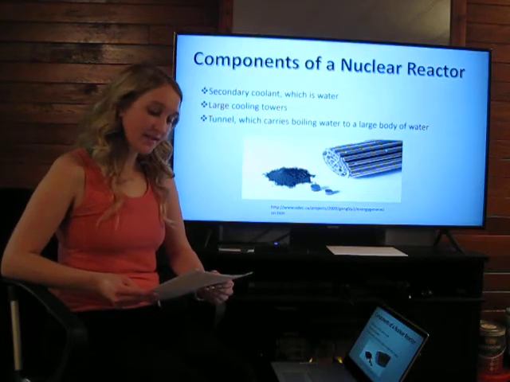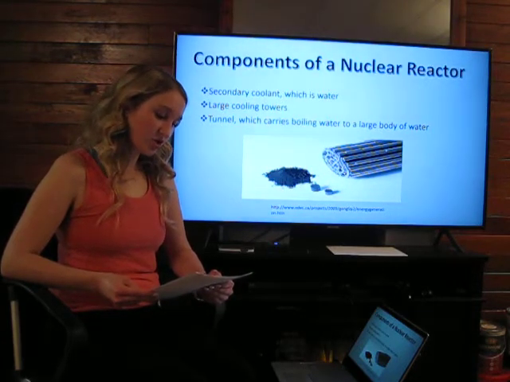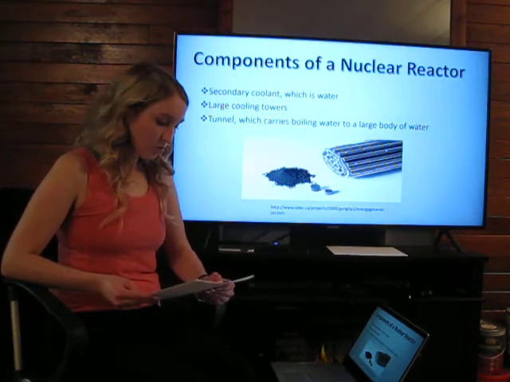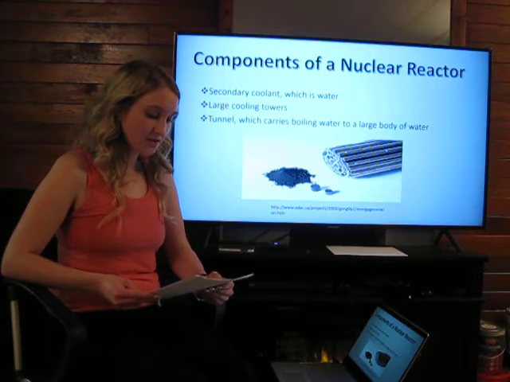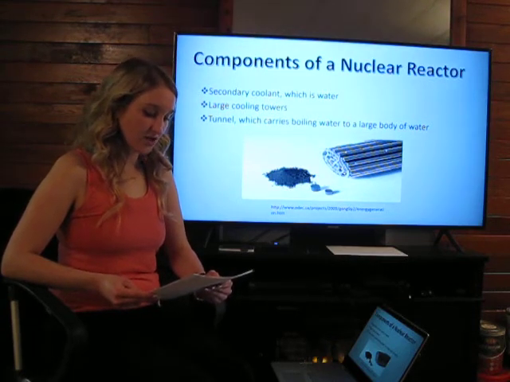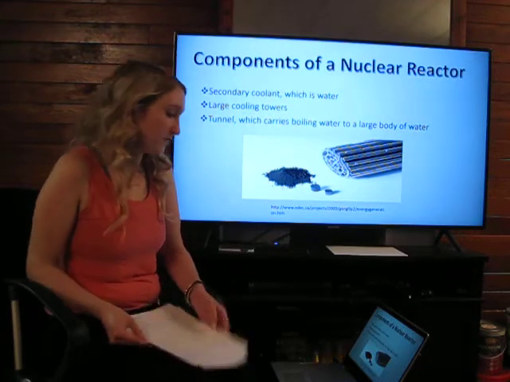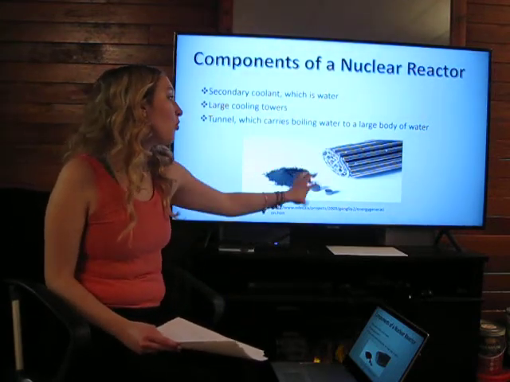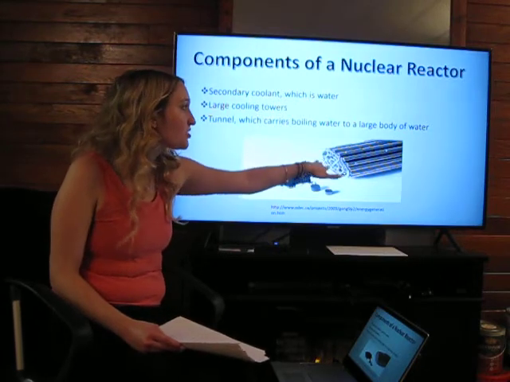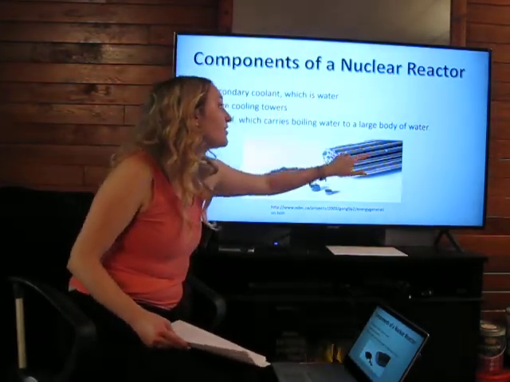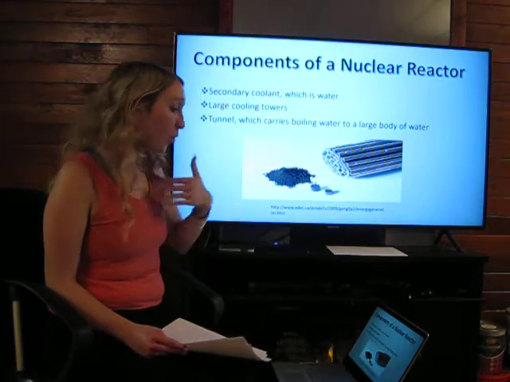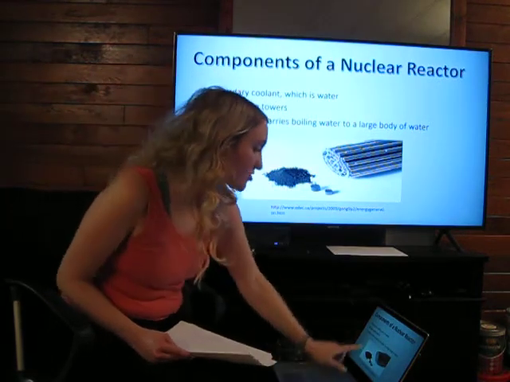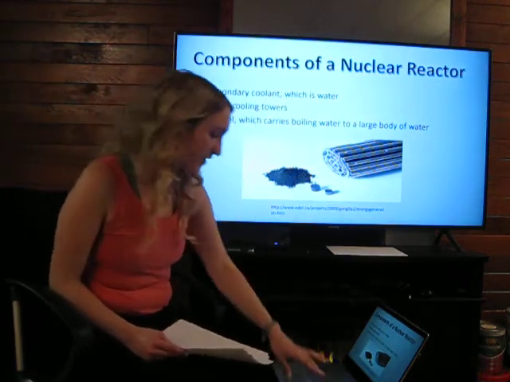In nuclear facilities, cooling is done in large cooling towers. Also, water from lakes, rivers, or oceans is used to cool the condenser, carried out by a tunnel. So here's a picture. This is a pellet, and then these are a whole bunch of pellets. So there's 200 of them in each rod. And that's located within the core where fission occurs because those are made up of uranium.